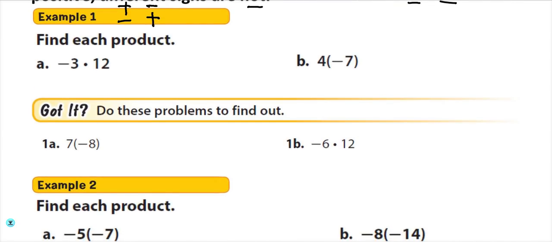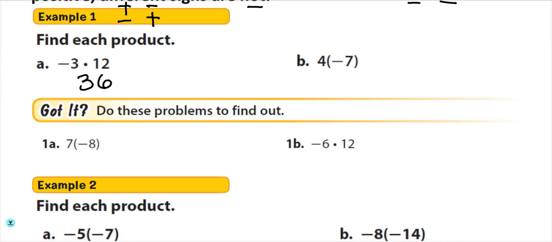All right, let's take a look at example 1. It says negative 3 times 12. Well, when you multiply integers, and remember that an integer is just any positive or negative whole number, what you do is you multiply the numbers first. All right, so let's just get the number and then we'll come back and get the sign. That's the way to do it. So we do 3 times 12, which we know is 36.